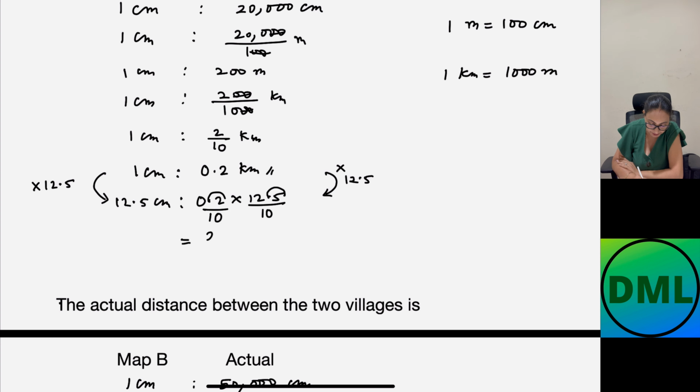How we are going to multiply that? There are two ways to do that. First method is 125 multiplied by 2. You do it. 5 times 2 is 10, which is 0, 1 carry over. 2 times 2 is 4 plus 1 is 5. 2 ones are 2. The answer is 250.